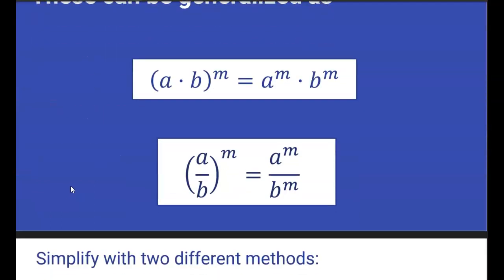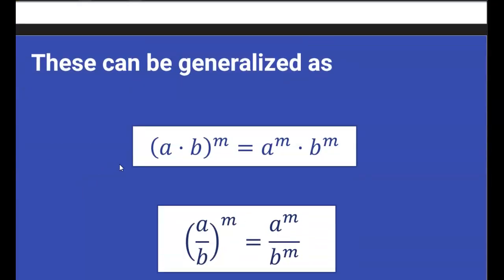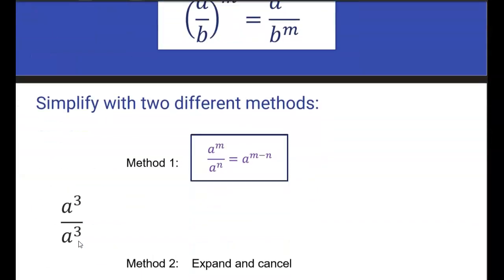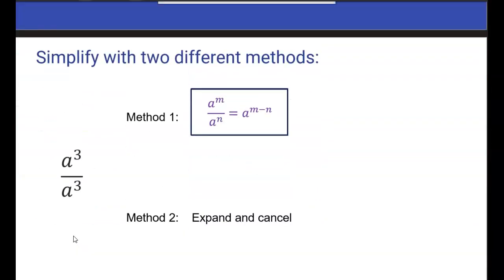So this can be generalized by these rules right here. That's just saying we can distribute the exponent over multiplication and over division. All right, let's look at a few more exponent rules. We're going to try simplifying this, a to the 3rd over a to the 3rd, with 2 different methods. The first one we're going to do is apply this division rule we've made before. So a to the 3rd over a to the 3rd equals, well, this is going to be 3 minus 3, a to the 3 minus 3, which is a to the 0.